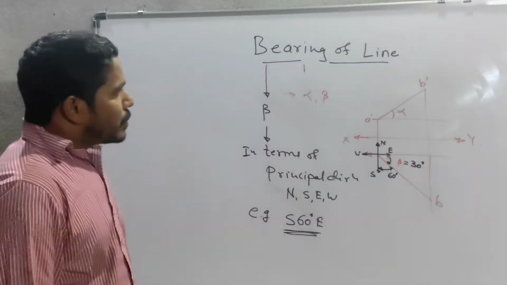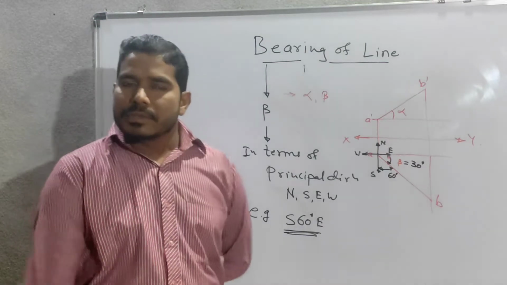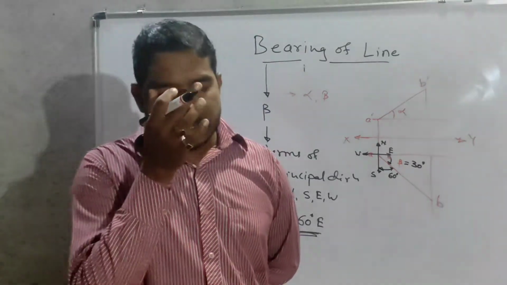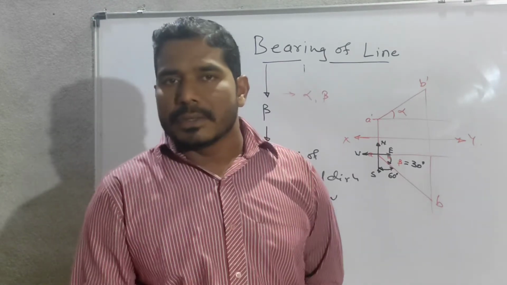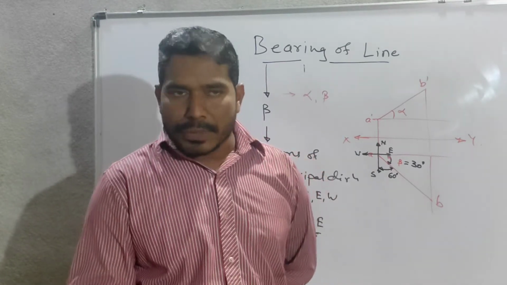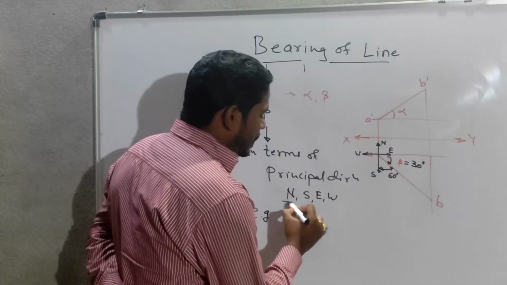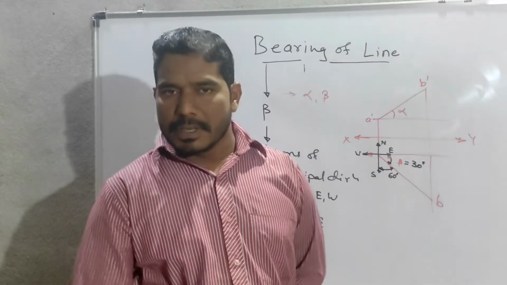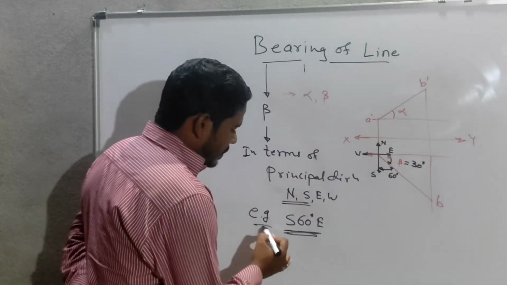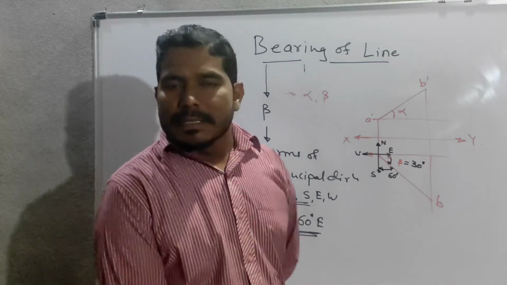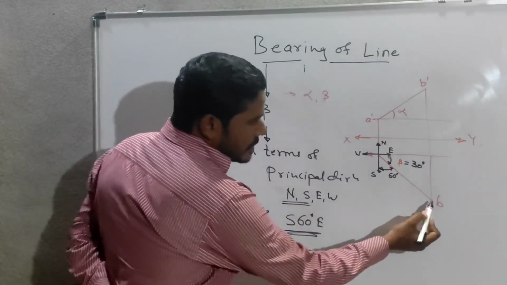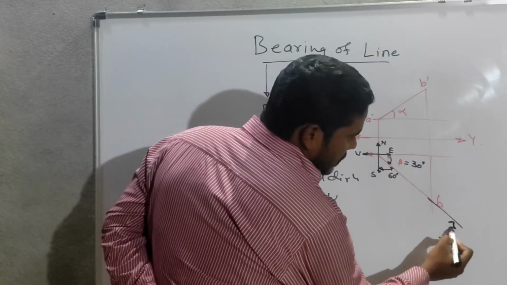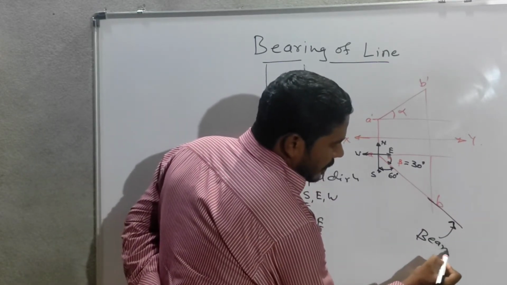So this is about the bearing. The definition I have told is simply that it gives the apparent inclination of the line in its top view, and that in terms of the principal directions. Here I have taken the example of the bearing south 60° east. Whatever this line is, this is the bearing line.